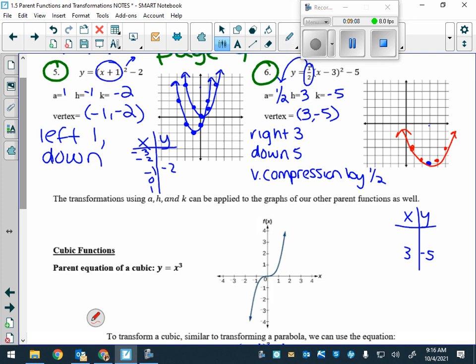Okay. That creates your graph. So we've dealt with a lot of quadratics so far. When you are graphing these, do you always have to graph the parent function? No. But if you want to, do it, to help with the transformations.